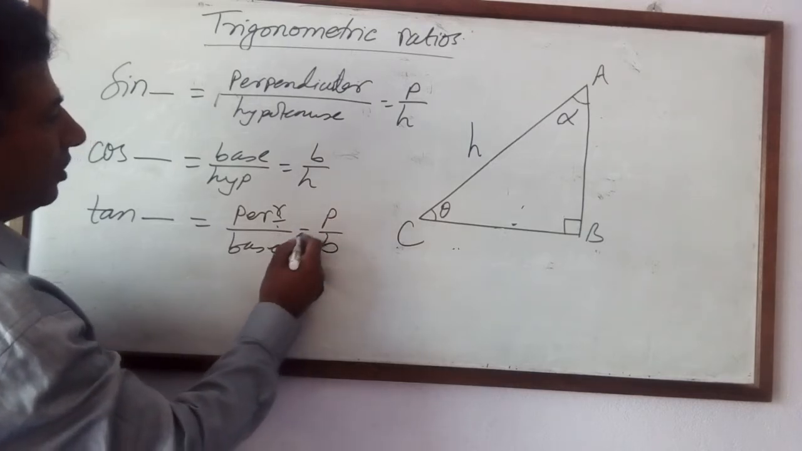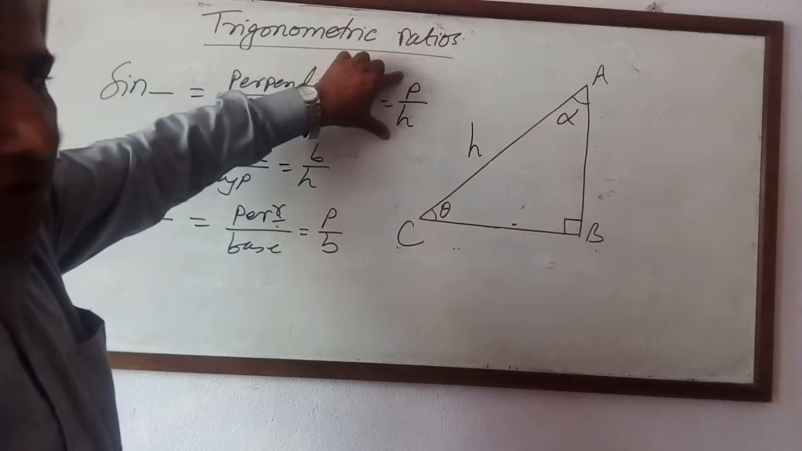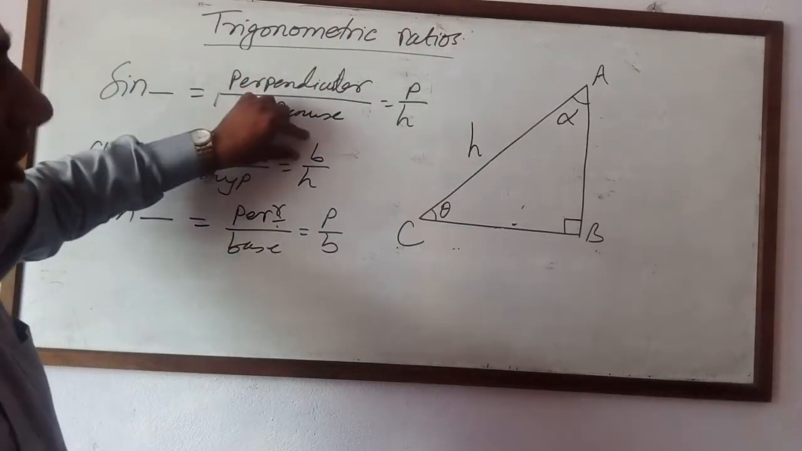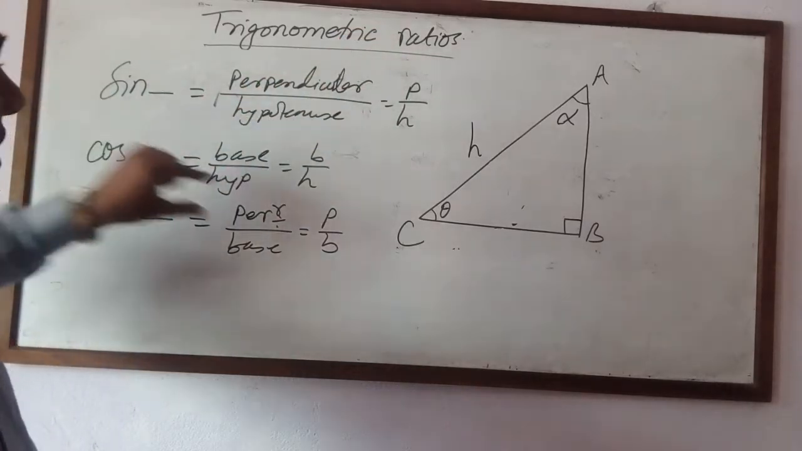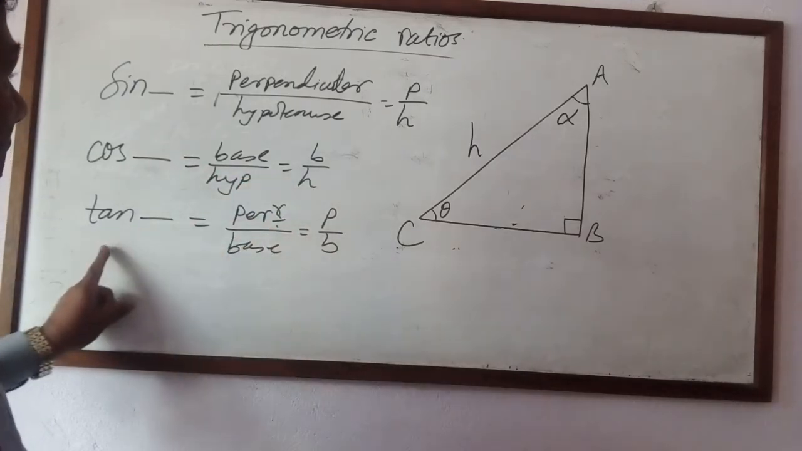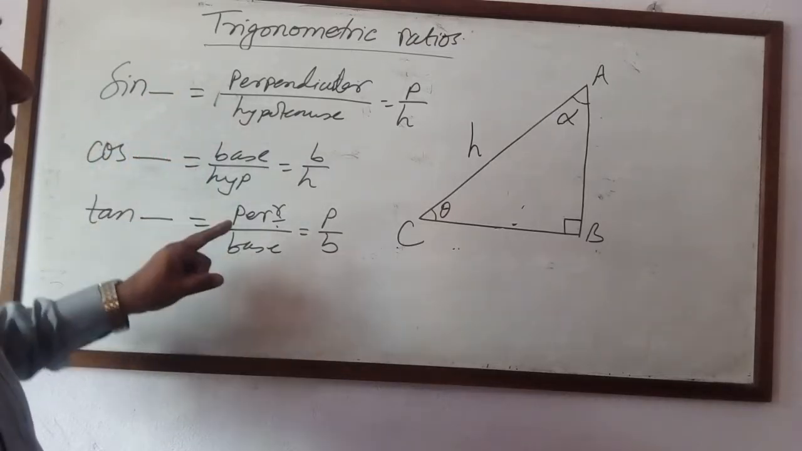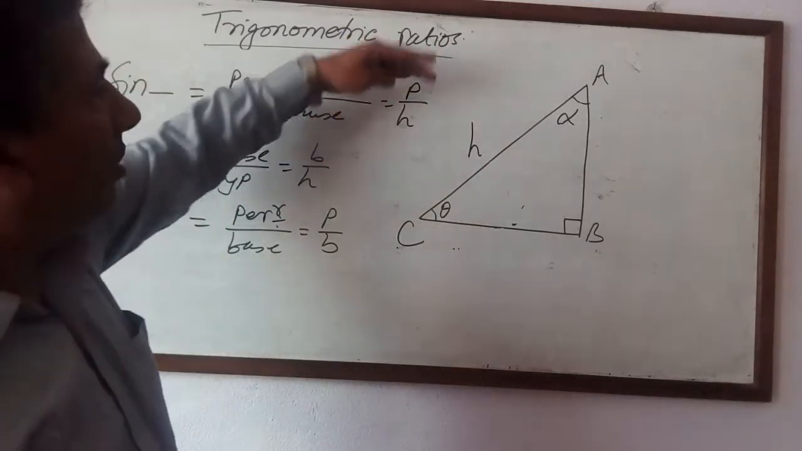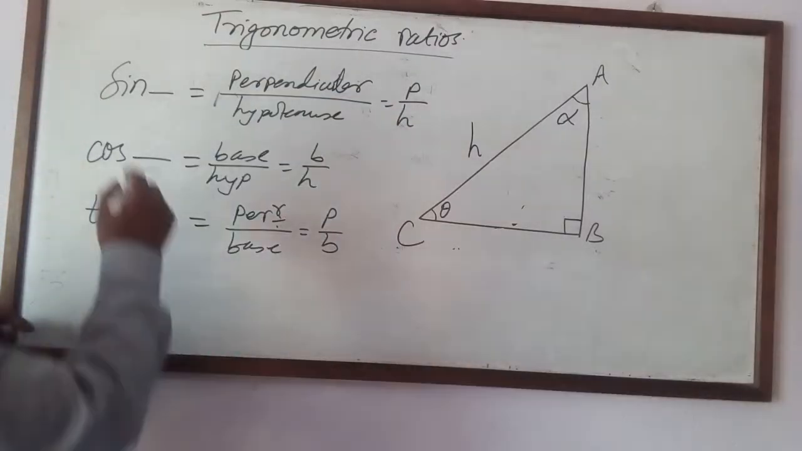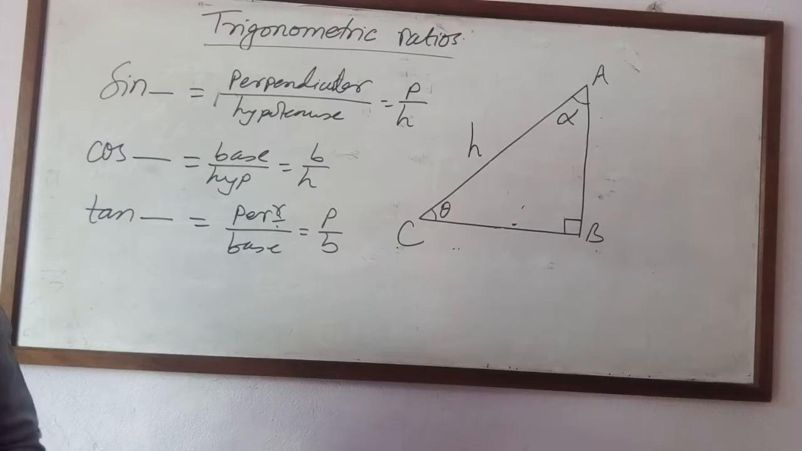The ratio of perpendicular and hypotenuse is sine. The ratio of base and hypotenuse is cos. The ratio of perpendicular side and base is called tan. If you know these three ratios, then now reverse them, the opposite of sine.